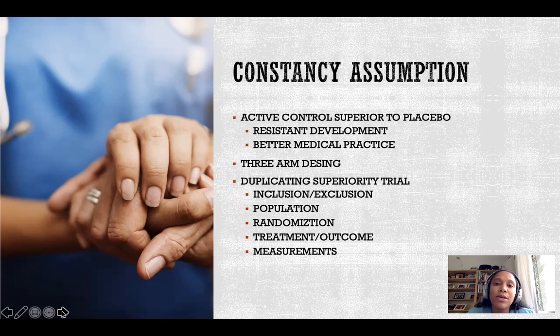Also, one of the ways that we can counter this is by making sure that the new study duplicates perfectly the methodology of the superiority trial that was already conducted between the active control and the placebo. This would include duplicating the inclusion and exclusion criteria, so the population could be very similar. Also, using the same randomization techniques, making sure that we're testing and looking for the same treatment outcome, and that the measurements are also equal.